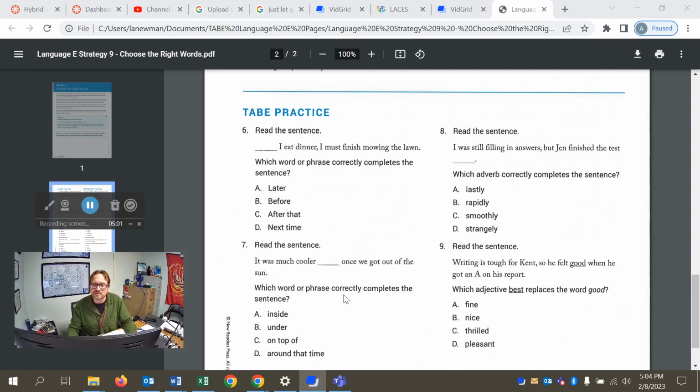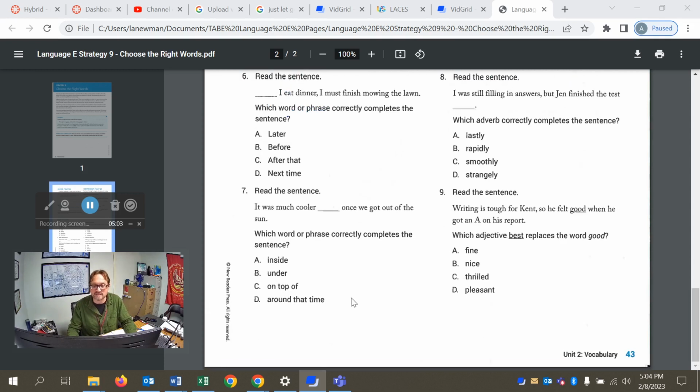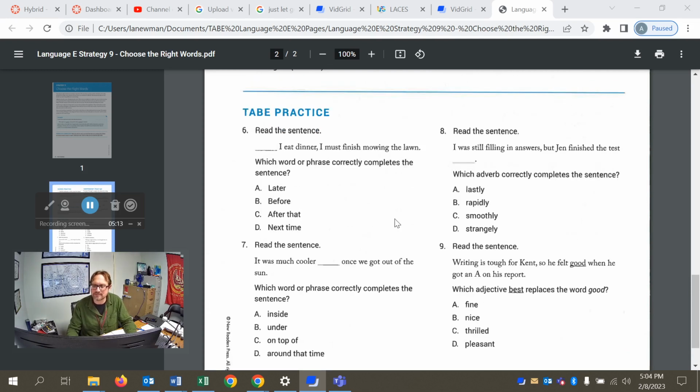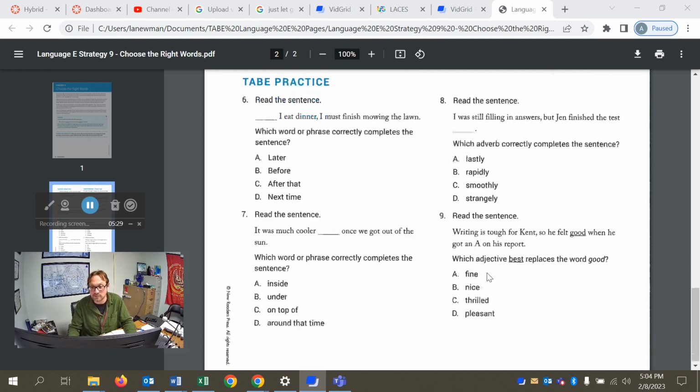Okay, 7. Which word or phrase correctly completes the sentence? It was much cooler inside once we got out of the sun. Getting out of a place means going into somewhere else. Okay, 8. Which adverb correctly completes the sentence? I was still filling in the answers, but Jen finished the test rapidly. Showing contrast between Jen's speed and the speaker's speed, which is much slower.